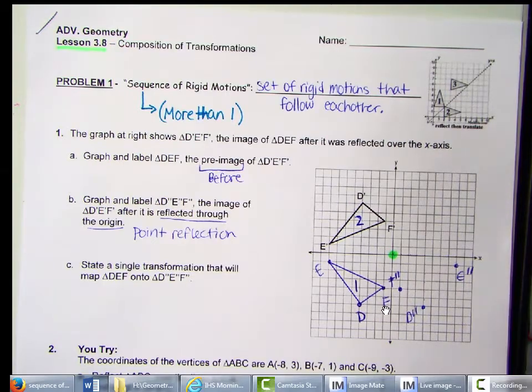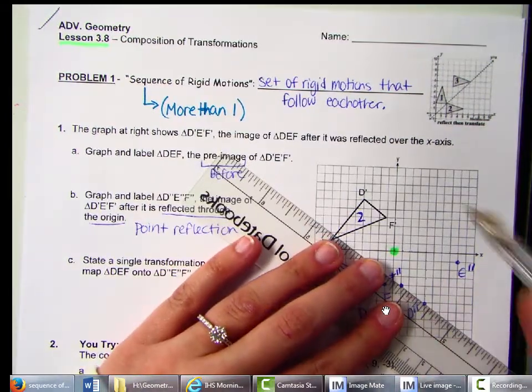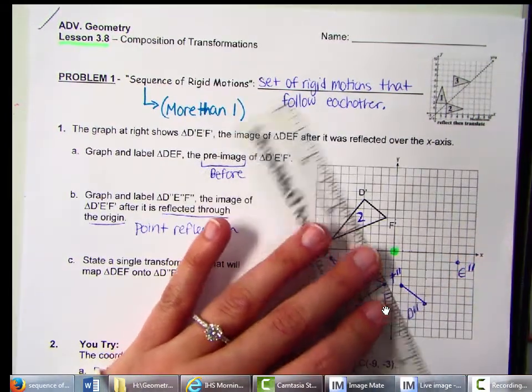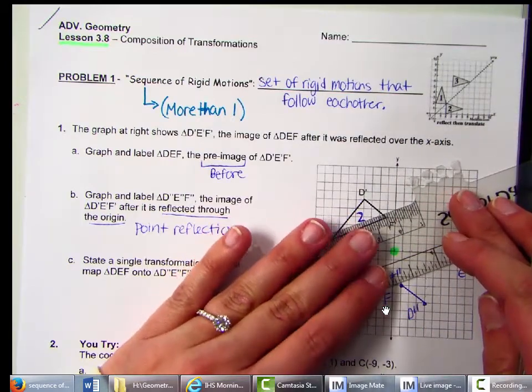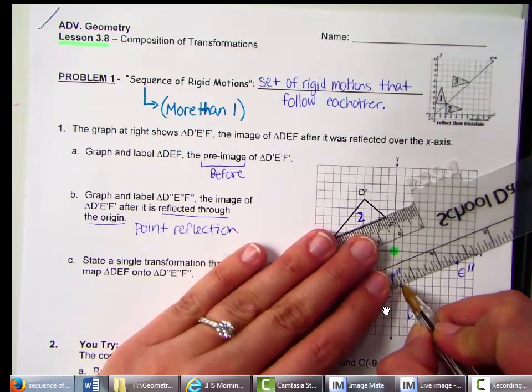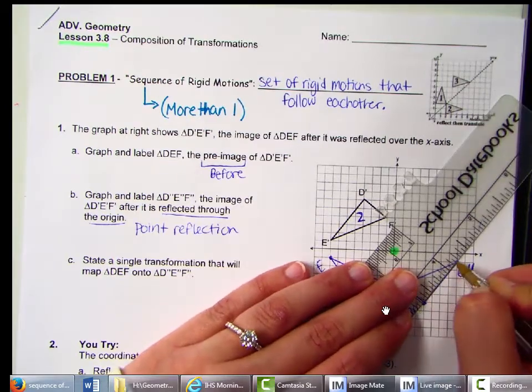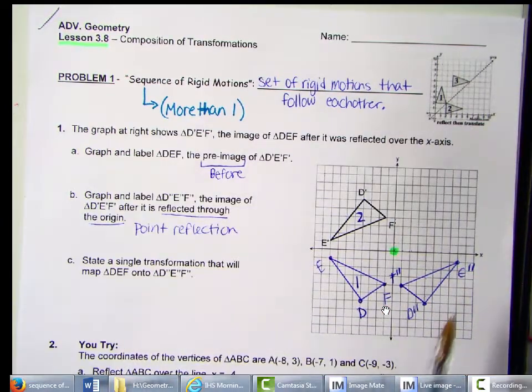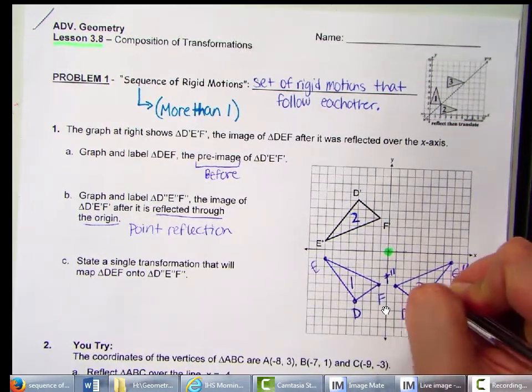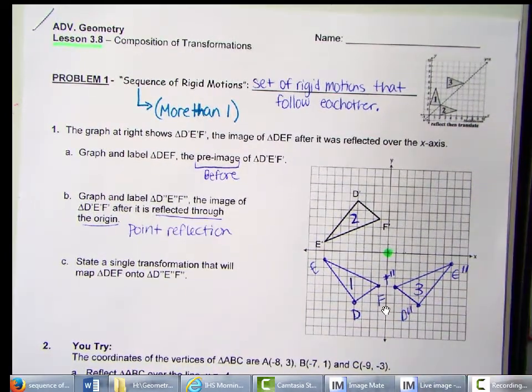So notice how double prime is built off of the prime triangle. When you do a sequence of rigid motions, you always go off of the newest image to get the next one, unless otherwise stated to go back to the beginning, but usually we're going to go off of the newest image. So that's triangle number 3.